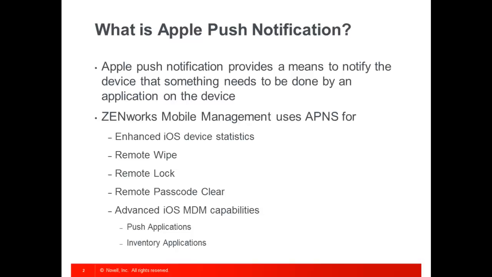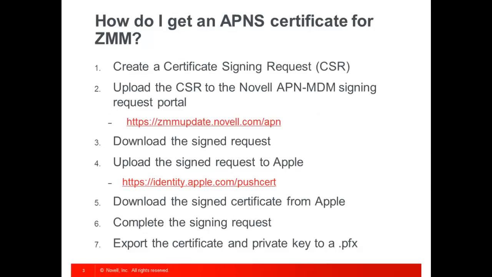ZENworks Mobile Management uses APNs for enhanced iOS device statistics. So this is things like what applications are installed on the machine, the phone number or the MAC address of the device, and so forth. It's also used for any of the remote operations you want to do, for instance, remote wipe, remote lock, or a remote password or passcode clear. So let's go ahead and take a look at how you do this.